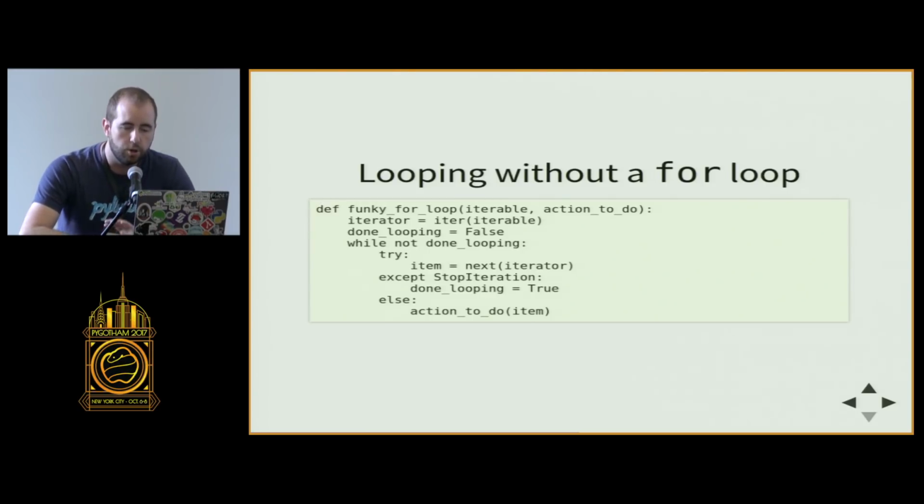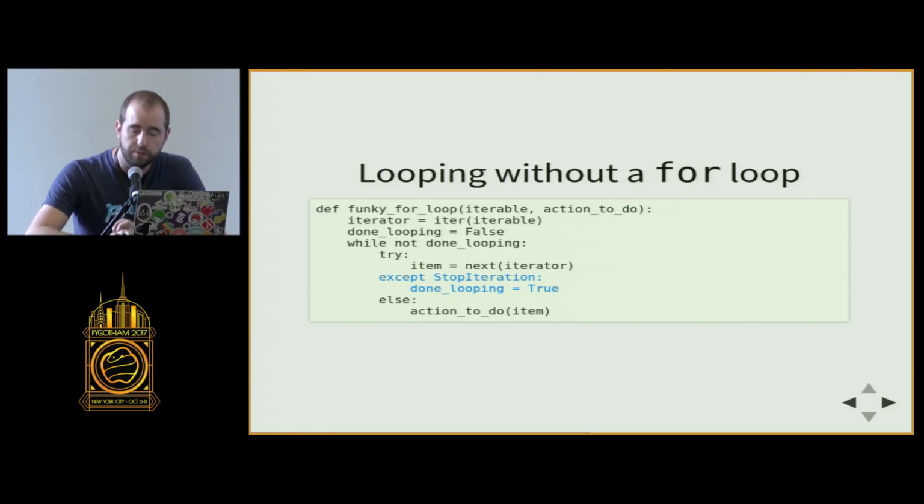In order to manually loop over an iterable, we need to get an iterator from it using the iter function. Once we have an iterator, we can loop repeatedly. We've got a while not done looping there. That's some Boolean we've set. We get the next item from that iterator each time that we loop here. Once we have that next item, we can execute whatever the body of our for loop is actually supposed to do. In this case, it's action to do, whatever that means. And if we get a StopIteration exception while we're getting that next item, we know that it is time to stop looping at this point.